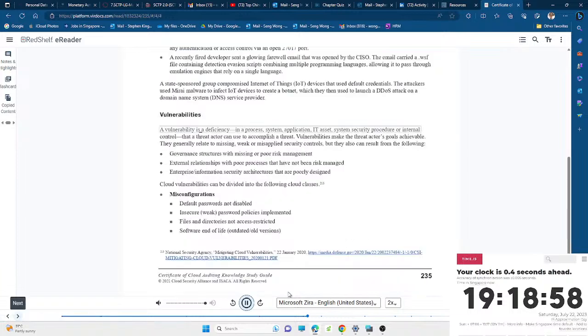Vulnerabilities: a vulnerability is a deficiency in a process, system, application, IT asset, system security procedure or internal control that a threat actor can use to accomplish a threat. Vulnerabilities make the threat actor's goals achievable. They generally relate to missing, weak or misapplied security controls, but they also can result from the following: governance structures with missing or poor risk management, external relationships with poor processes that have not been risk managed, enterprise/information security architectures that are poorly designed. Cloud vulnerabilities can be divided into the following cloud classes.